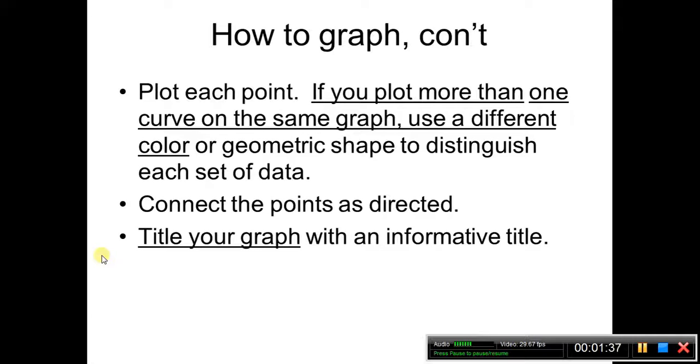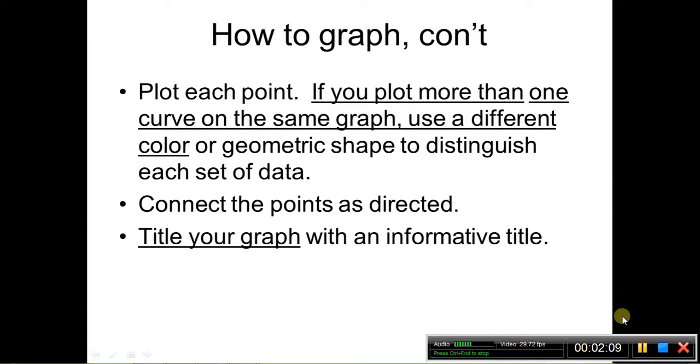Okay, then you're going to plot each point. If you plot more than one curve or more than one set of data on the same graph, you want to make sure you use a different color or a different shape so you can distinguish each set of data. If I'm plotting two different sets of data on the same graph and I'm using the same color and I'm using circles for my data points for each set of data, I'm not going to know which is which, and it's going to be really confusing.